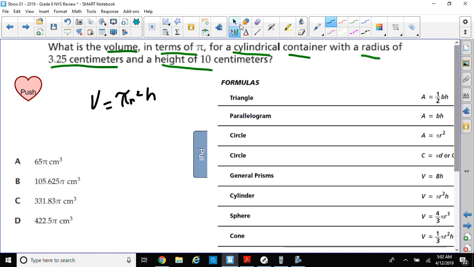So what we're going to do is substitute in place of r the radius, which was 3.25, and we're going to square that. So I'll put that in parentheses and square that. Then I'm going to multiply that by h, and in place of h we're going to substitute 10. And all we're going to do is put a pi symbol at the end. So let's get our calculator to do our multiplication.